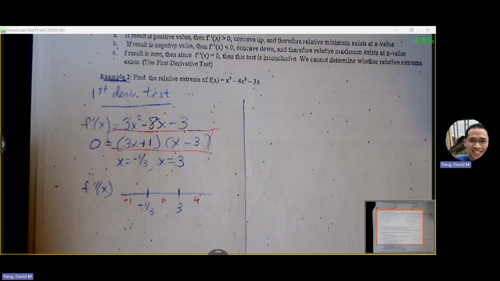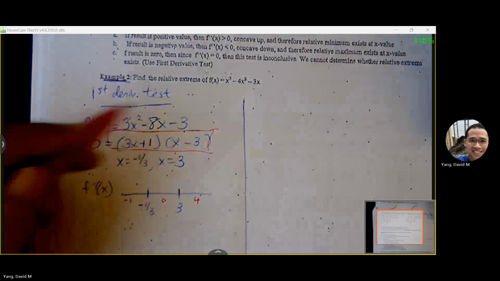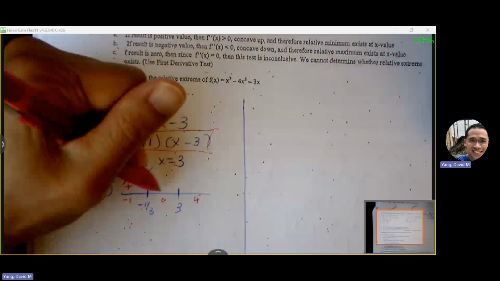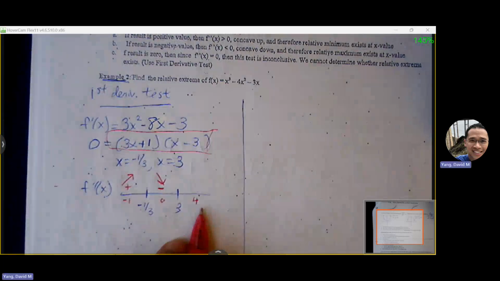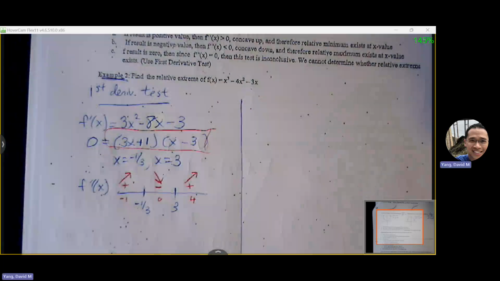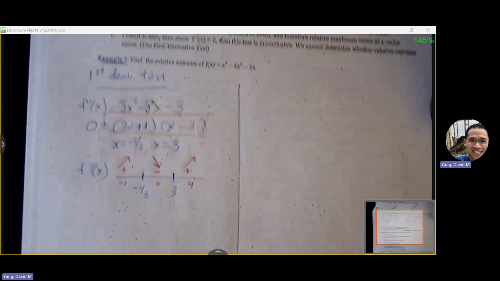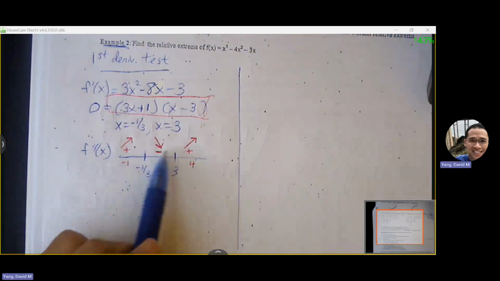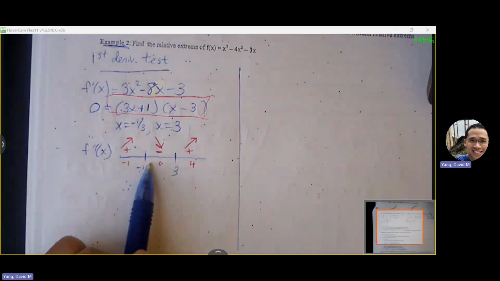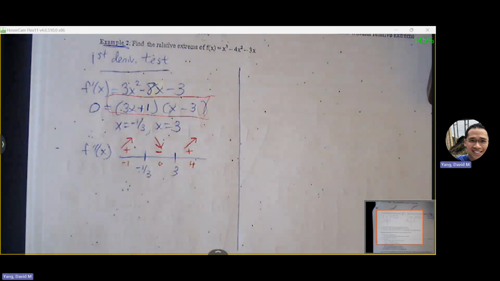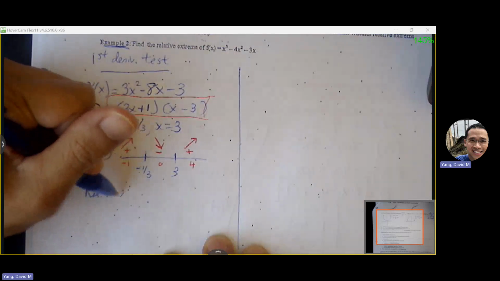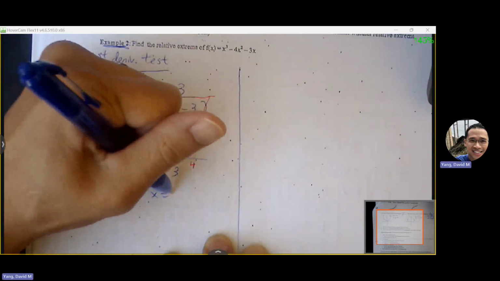We get a negative times negative, which is positive. Plug 0 in. Positive times negative is negative. Plug 4 in. Positive times positive is positive. What can we conclude here? What do you expect at negative 1/3, based off the arrows? Relative what? Maximum. Yeah, the graph is rising followed by falling. So we know that there's a relative max at x equals negative 1/3.